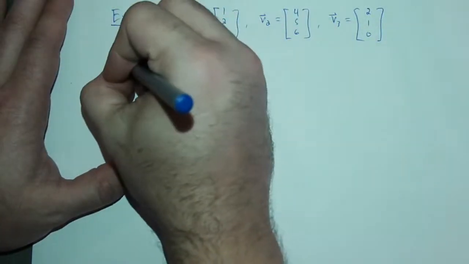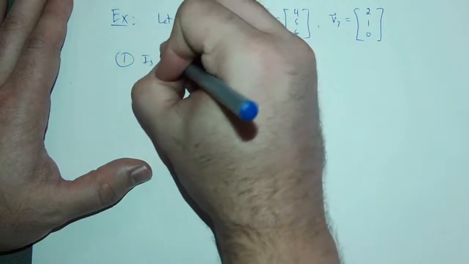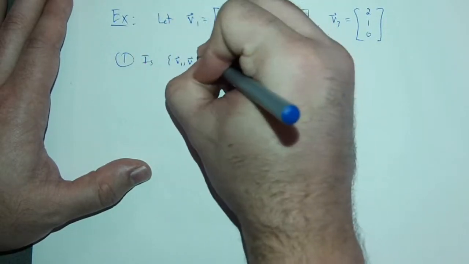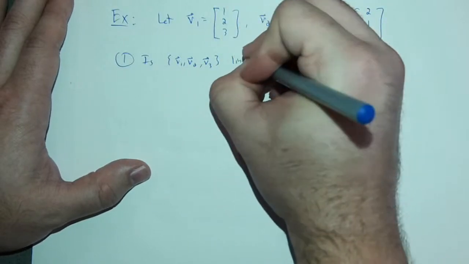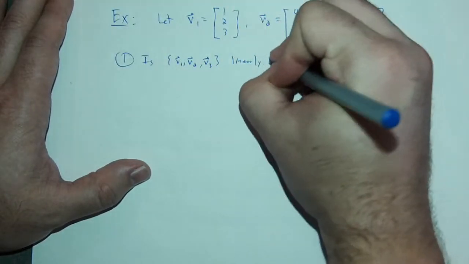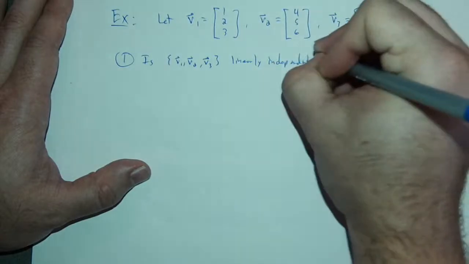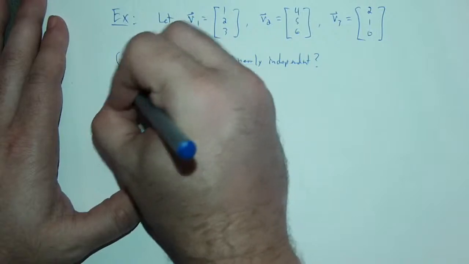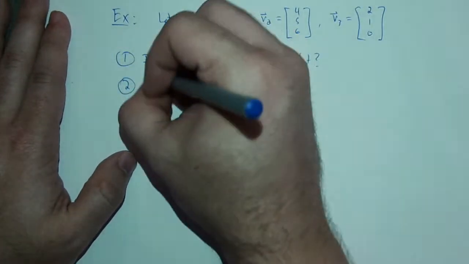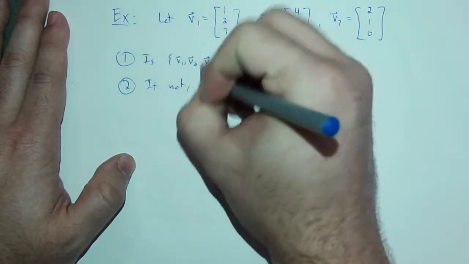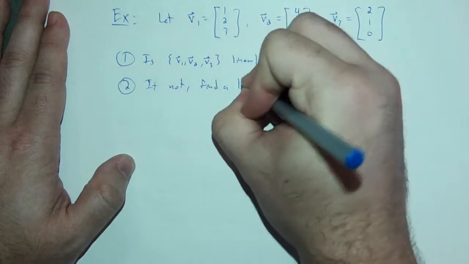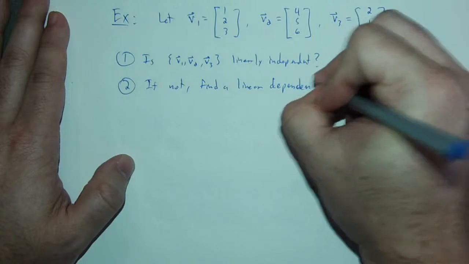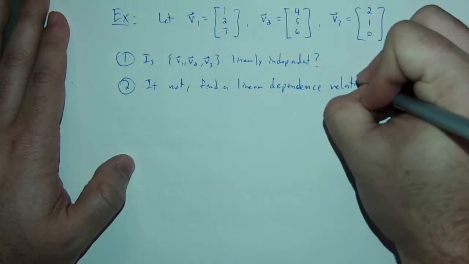Okay. So questions. 1. Is the set containing the vectors v sub 1, v sub 2, and v sub 3 a linearly independent set of vectors? And if not, find a linear dependence relation between them.